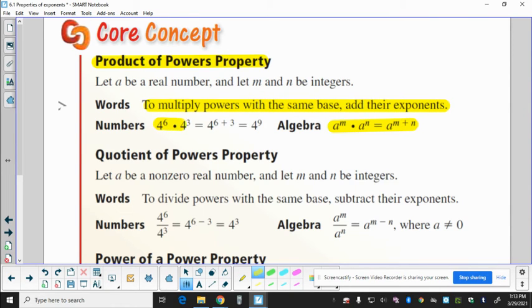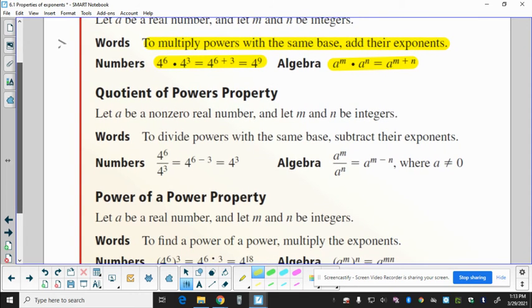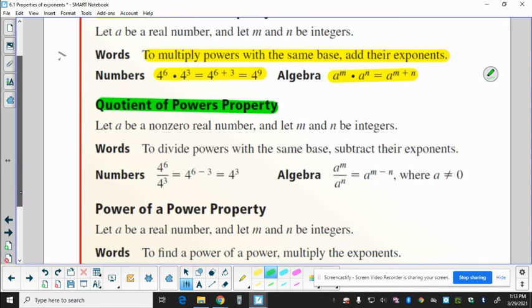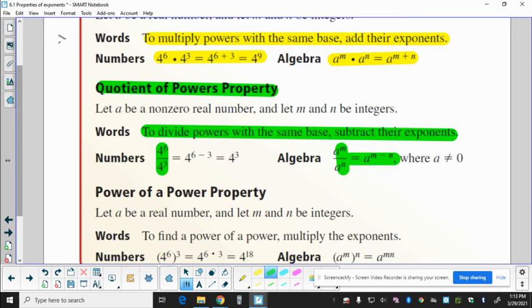Here's a real example of this. So if you're multiplying two bases together with the same base, add their exponents together. Let's look at this. The quotient of powers property. When you divide things with the same base, subtract their exponents. Look at this. Here's a real example.